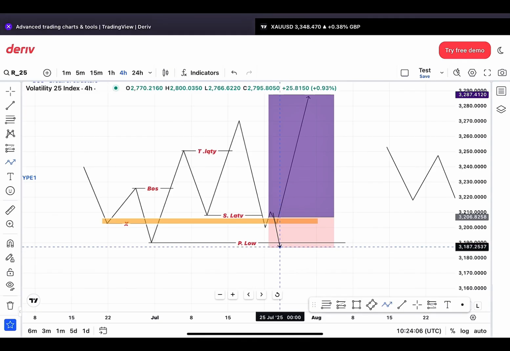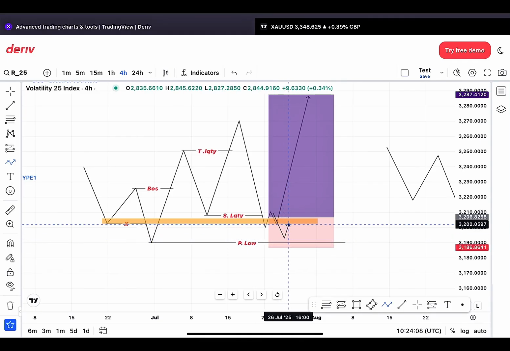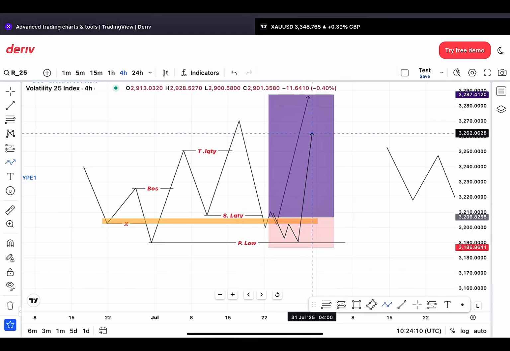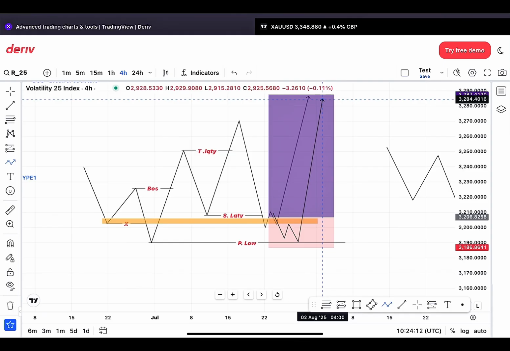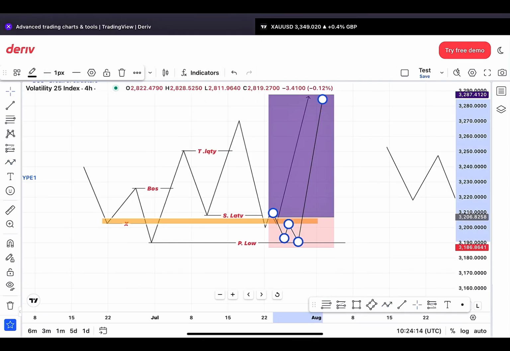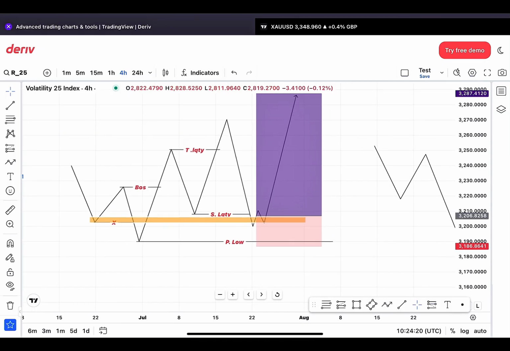So you put your stop loss here, the market might come like this, and boom, you are in profit. So it's just as easy as that. If you can't spot the liquidity, then you are the liquidity. So this does the type 1 setup.